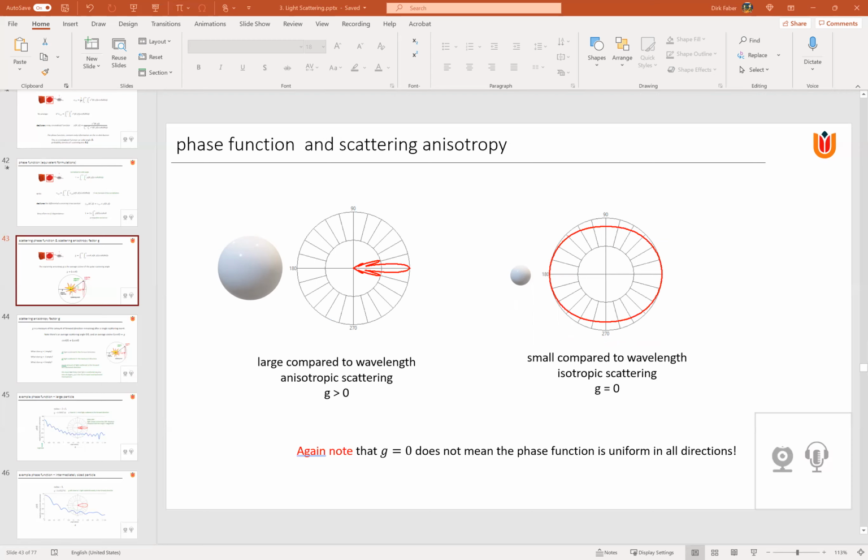So the summary of these two metrics, the phase function and scattering anisotropy, is that as a rule of thumb, if we have a particle that is large compared to the wavelength, then we will have anisotropic scattering. So it is very angularly directed, let's say in the forward direction, with a G that is much larger than 0. If you have a particle that is very small compared to the wavelength, then the scattering is much more isotropic, more in equal directions, and then G would be close to 0. And again, of course, that caveat.